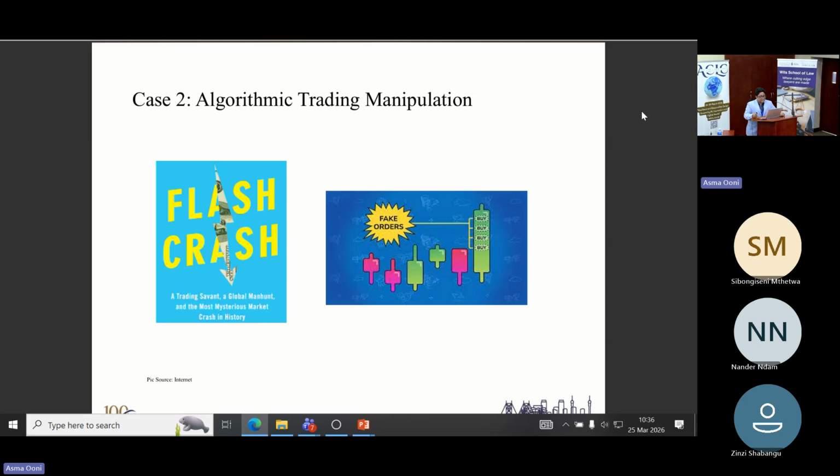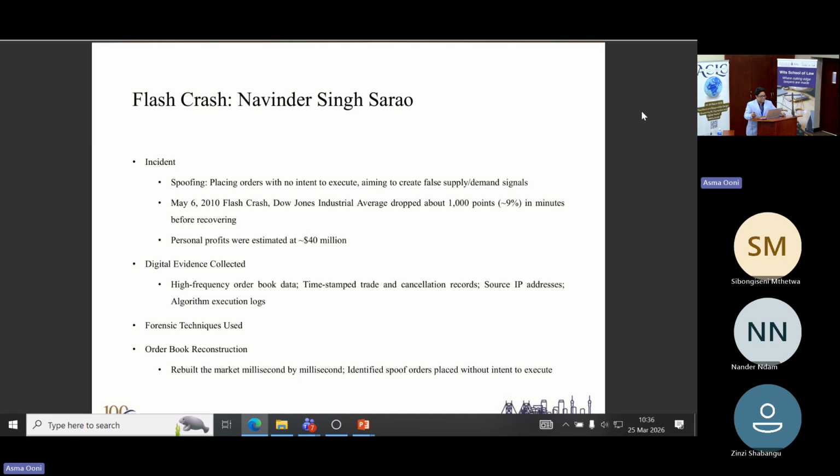Next, we'll see how we are talking about AI. There is algorithmic trading, and so many things are going on. Even in 2015, due to algorithmic trading, they tried to control the entire NYSE market, and it dipped because of a lot of things. It is a similar kind of example, but here we focus on how digital forensics works and how that particular person was caught by using it. This is the case of the flash crash.